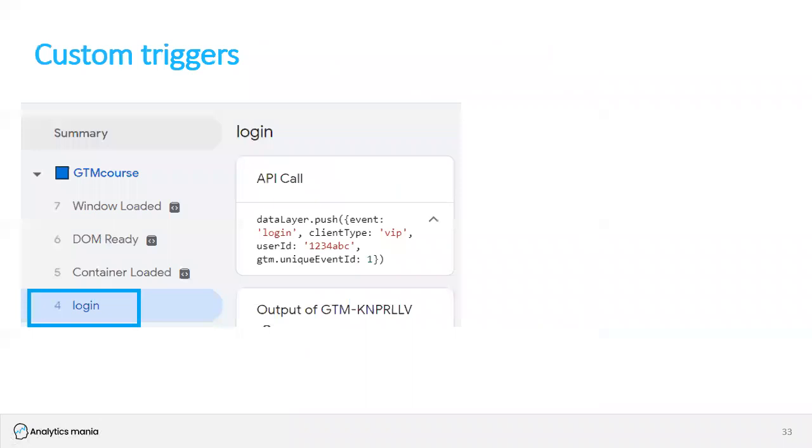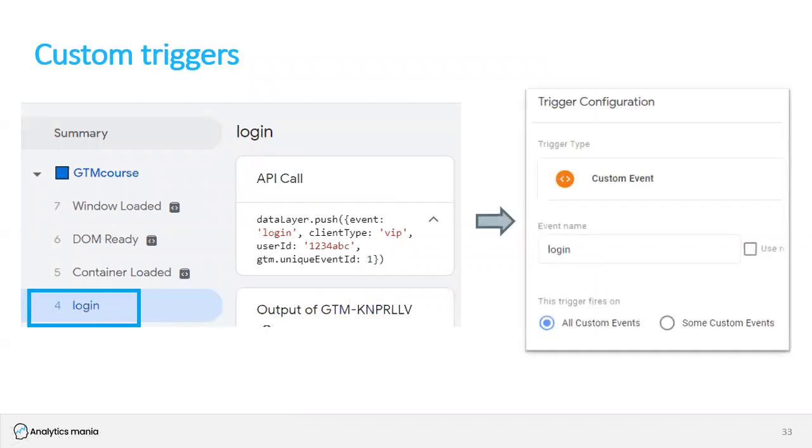Now, what if you want to fire a tag not on container loaded or DOM ready or window loaded event, but you want to fire your tag exactly on the login event? In this case, you would need to create a custom event trigger, because you need to instruct Google Tag Manager that you want to fire your tag, let's say a Google Analytics event tag for the login.